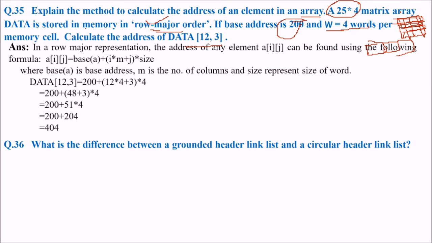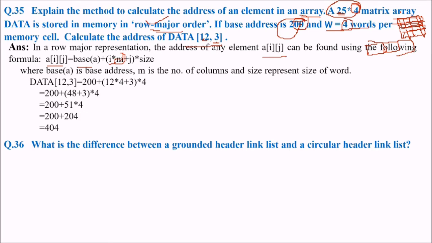So how are we going to do it? As we have already discussed in the previous questions, in the row major representation the address of any element a[i][j] can be found using the following: base address 200 plus (i into m plus j), into size. What is this m? M is the words per memory cell. Here we place 12 and 3 for i and j, into size, which is 4. And let me correct what I said. This m is not the size, but if these are the rows and these are the columns, it is the column width. So it is 4 here.